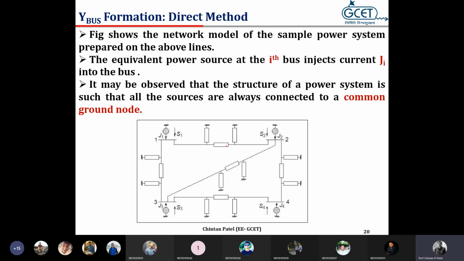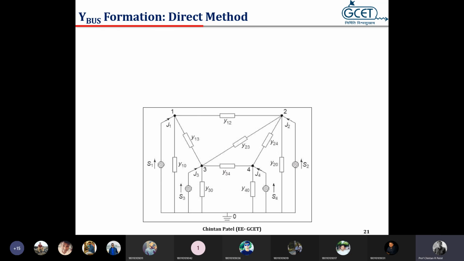They are having one common transmission line. Let's say this is line 1, 2. So along with this connection 1, 2, bus number 1 and 2 are connected with ground node. Using this method, we can redraw this network by showing a common ground node. So in this network, you can see a common ground node is shown here. This is the common ground node.